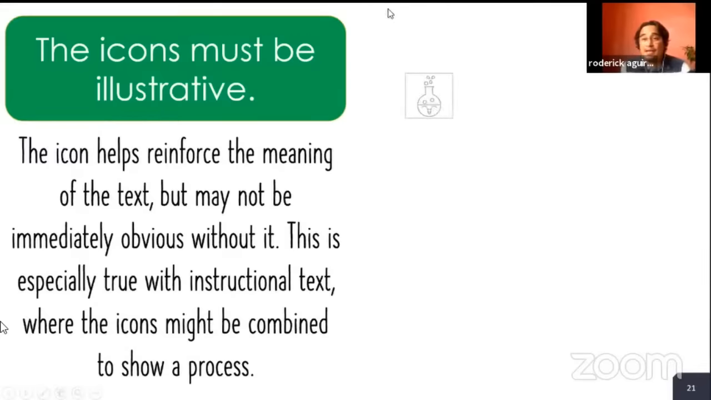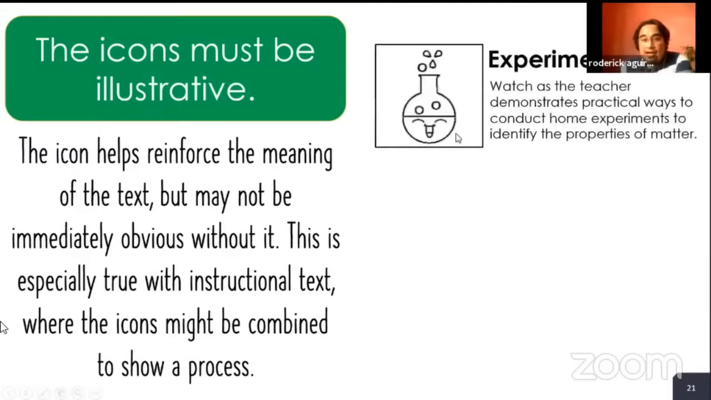Let me give an example. Halimbawa po ito, ang symbol po natin for experimentation in science. Tapos nakalagay po natin, so hindi lang po icons, especially for modules, dapat mag-combine po yung icons at saka yung mga words.